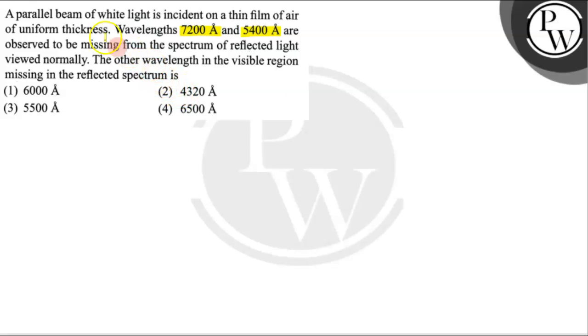So here, what is happening? Basically, there is a parallel beam of white light which is getting incident on a thin film of air, okay, which is of uniform thickness. Now, out of that, wavelengths of 7200 Armstrong and 5400 Armstrong are observed to be missing from the spectrum of the reflected light when viewed normally. So the question is, the other wavelength in the visible region that is missing in the reflected spectrum is of how much Armstrong, okay? So to understand this, let us first of all understand the diagram of the same, okay?